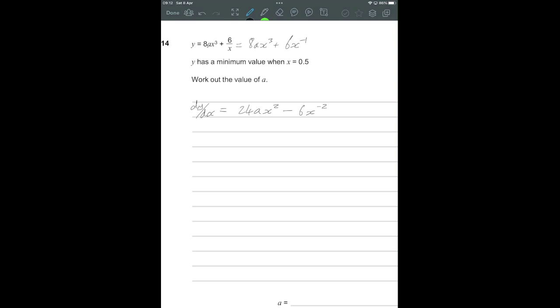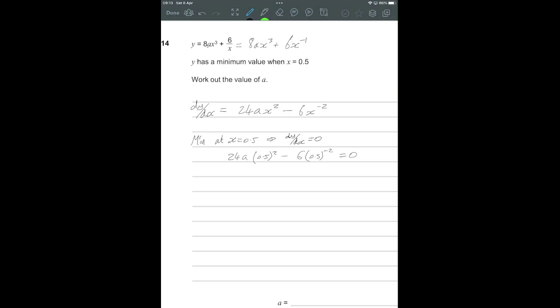Now we've been told we have a minimum at that point. So the min at x equals 0.5 is going to imply that dy by dx equals 0 at that point, remembering that stationary points occur only when dy by dx equals 0. So that's saying that 24a times 0.5 squared minus 6 times 0.5 to the negative 2 equals 0. A bit of a careful calculation here.